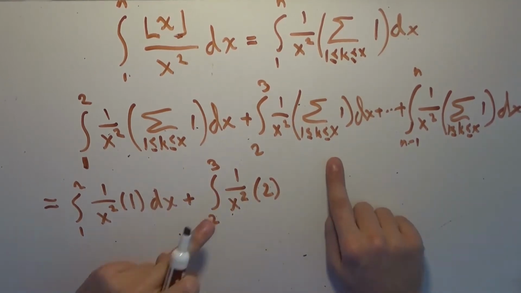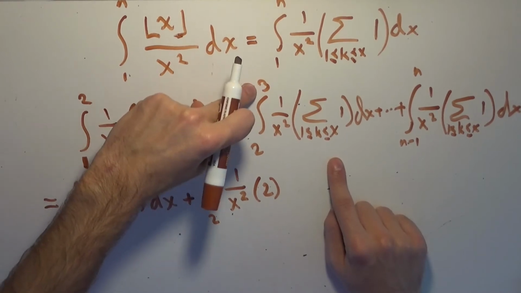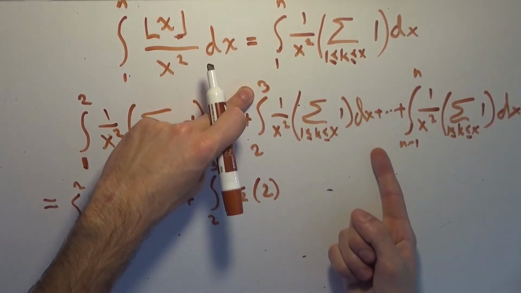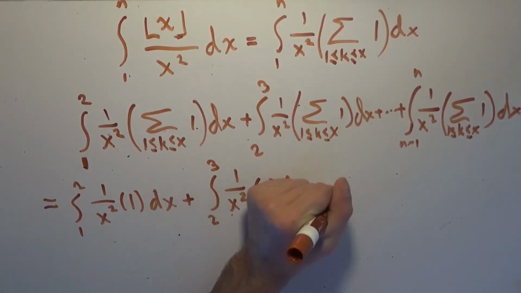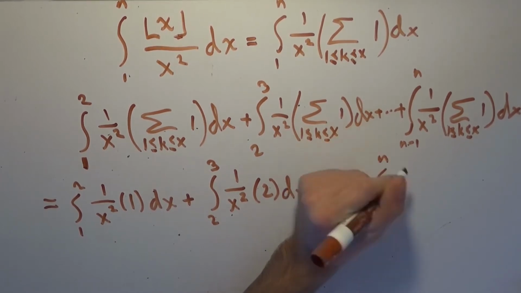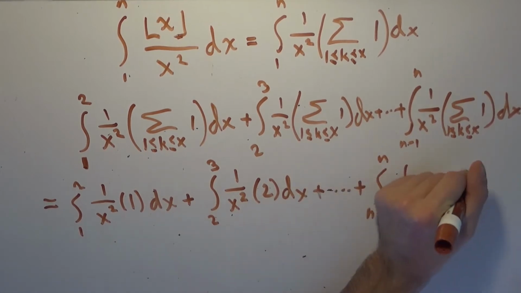Because the biggest integer that x gets to in this interval is 2, right? We're saying that it's strictly less than 3 over this interval. It doesn't get to 3 until the next integral from 3 to 4. I hope that makes sense. And this is dx, and then we're adding dot dot dot, and then the last one is going to be the integral from n minus 1 to n of 1 over x squared times n minus 1 dx.